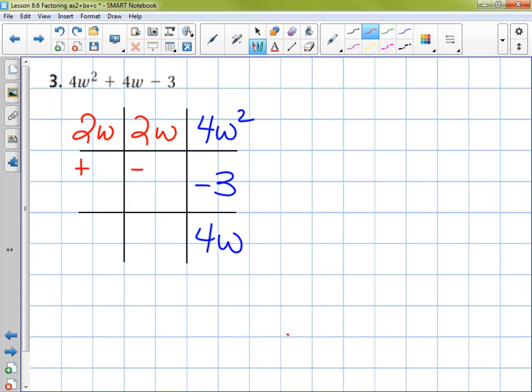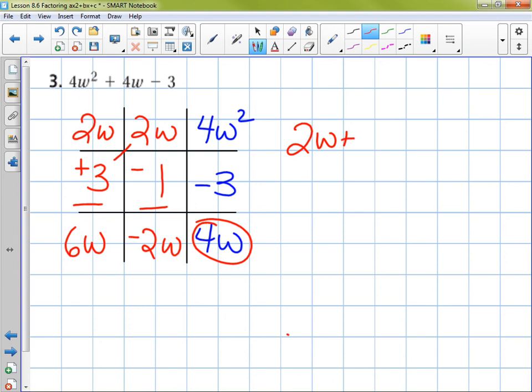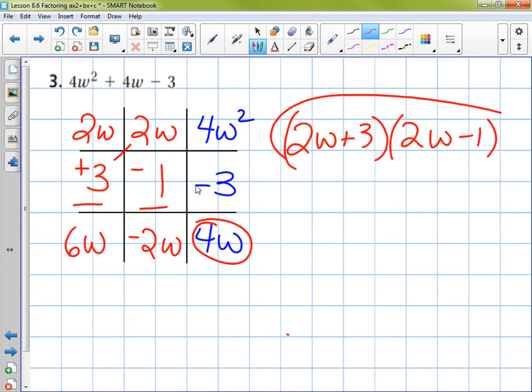Now the trick is, since the last term is positive, then the bigger number between the positive and the negative should be positive. So I'm going to put 3 here and negative 1 here and just try it. And when I cross multiply, 3 times 2 is 6w, 2 times negative 1 is negative 2w, and when I add them together, 6w and negative 2w, I get positive 4w, so it worked. So the answer is 2w plus 3 and 2w minus 1.